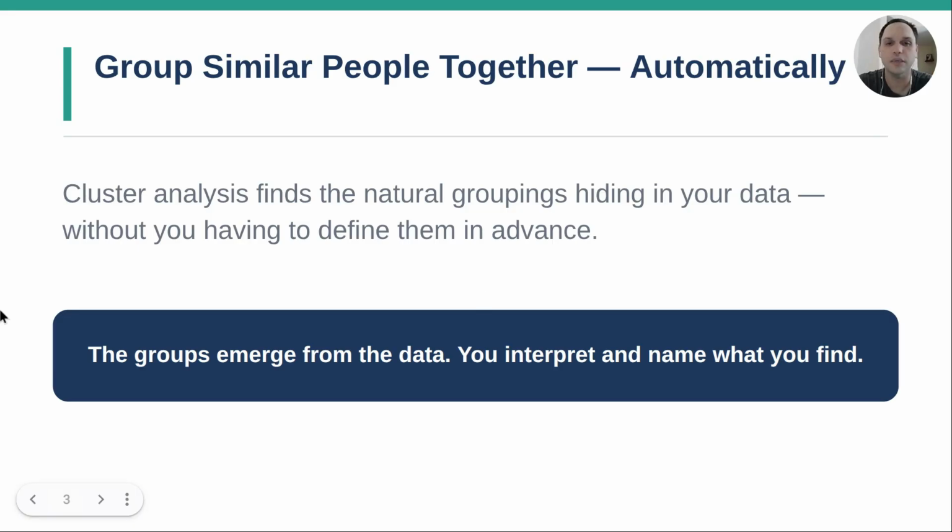The core idea is simple. Group similar people together automatically. You don't define the groups in advance. You don't decide upfront that there are 3 types of customers or 4 or 5. You feed the data into the algorithm and the groups emerge from the patterns already present in how people answered. Your job isn't to invent the segments, it's to interpret and name what the data found. That's a fundamentally different and more honest approach than starting with assumed categories and trying to fit people into them.